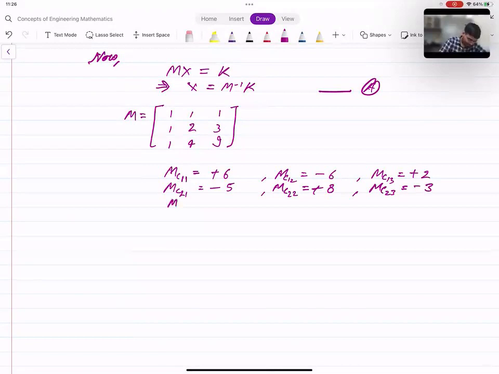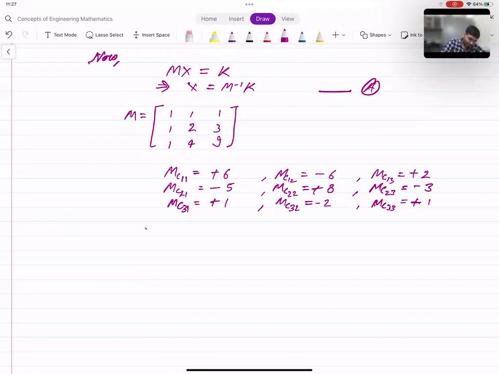Then MC31 is positive of 3 minus 2, which is 1. Then we have MC32 as negative of 3 minus 1, which is 2. And then MC33 will be positive of 2 minus 1, which is 1.